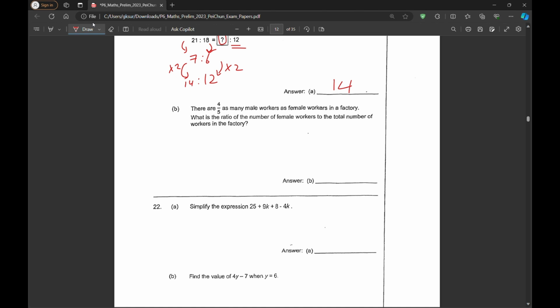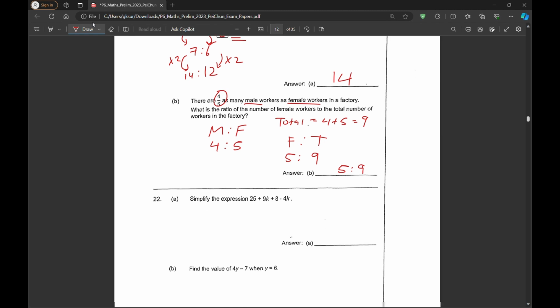21B. There are 4/5 as many male workers as female workers in a factory. What is the ratio of the number of female workers to the total number of workers in the factory? So a pretty straightforward question as well. The male to female ratio is 4:5 as stated in the first sentence. And if the ratio of male to female is 4:5, the total units will be 4 plus 5, which is 9. So the ratio of the number of female workers to the total will be 5:9. Pretty straightforward.